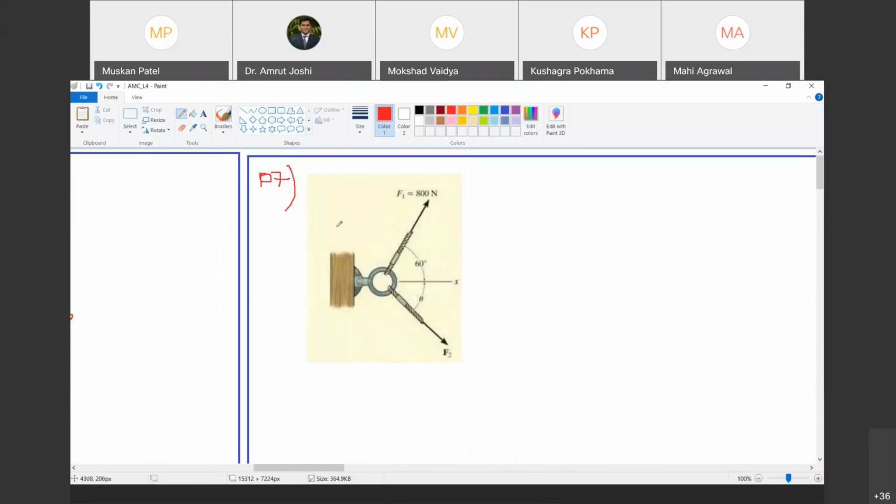Now a hook has been subjected to two forces, one 800 Newton F1 making an angle 60 degree with x-axis, and another F2 at an angle theta. ये दो forces दिए है. Are you with me? Yes, sir. हाँ. और दूसरी चीज ये मतलब इसमें पूछा क्या है? The resultant has to be horizontal. Resultant कैसे होना चाहिए? Horizontal.